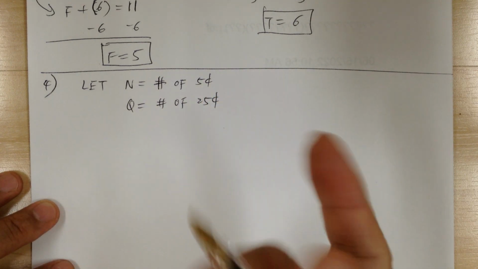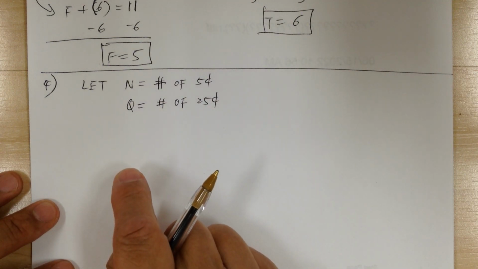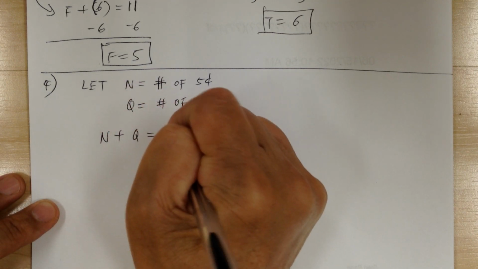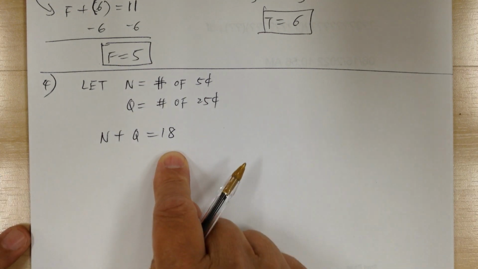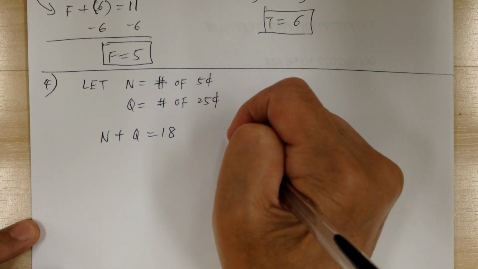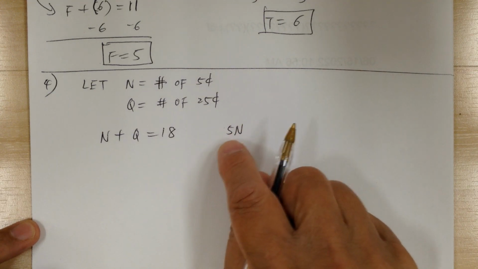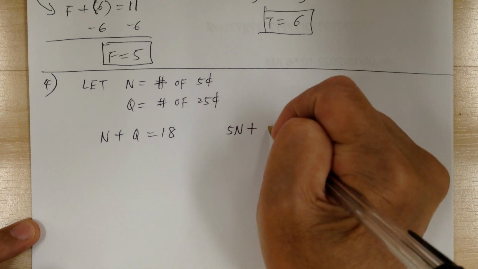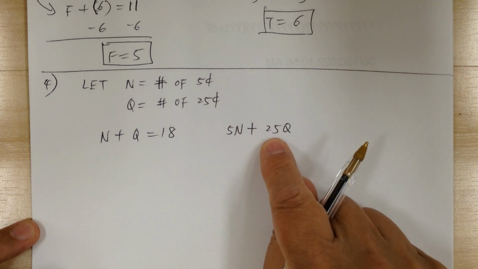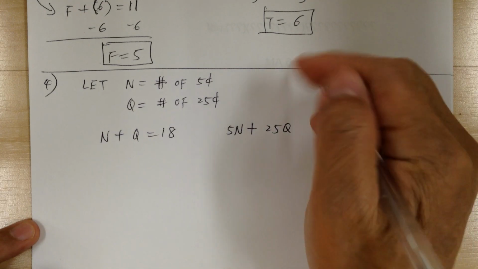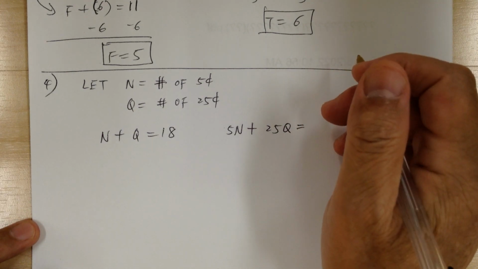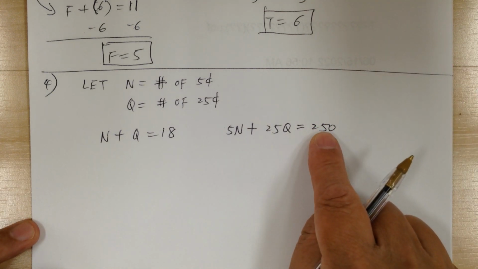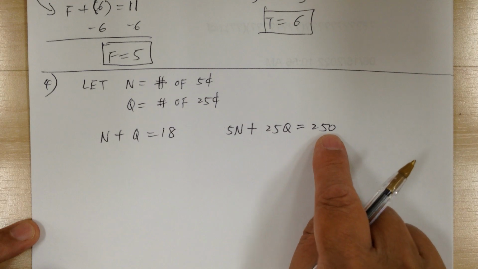Okay, so now let's go back, same as the first one. So there are 18 coins. So that means the number of nickels plus number of quarters will equal to 18. So this is based on how many coins. Then we're going to do the one with values. So it'll be 5N. Each nickel is 5 cents times number of nickels. This gives you total number of cents, plus 25Q. Again, each quarter is 25 cents times the number of quarters. And this is equal to 250. Okay, so it's $2.50. But because you're using cents, you have to make this into cents.